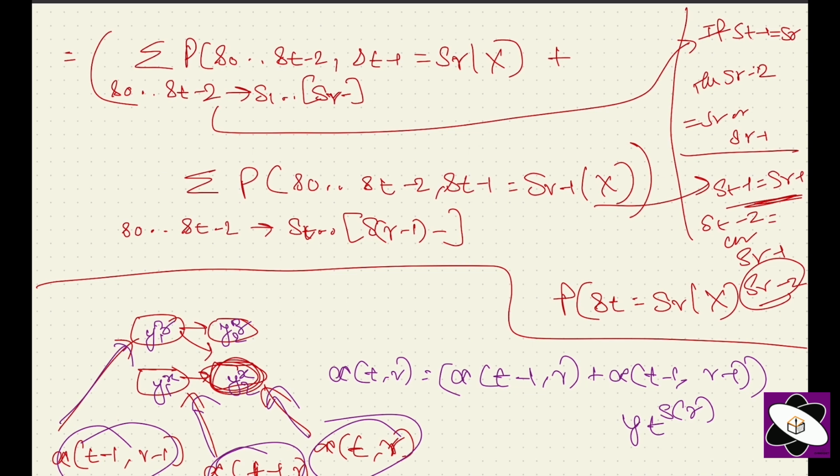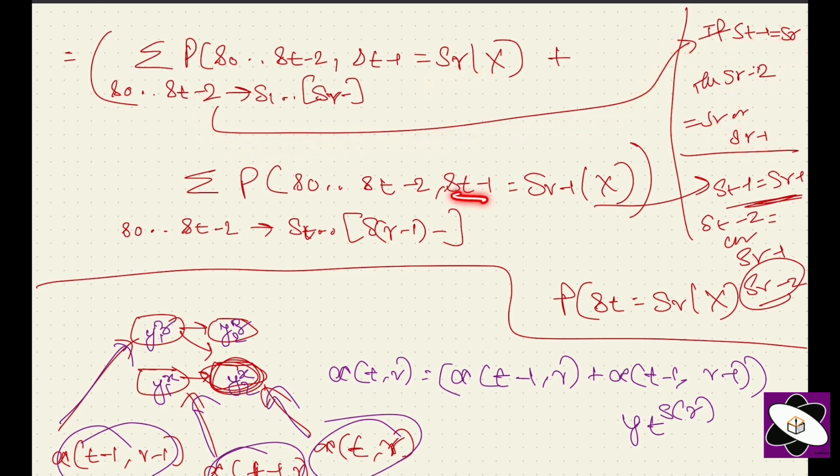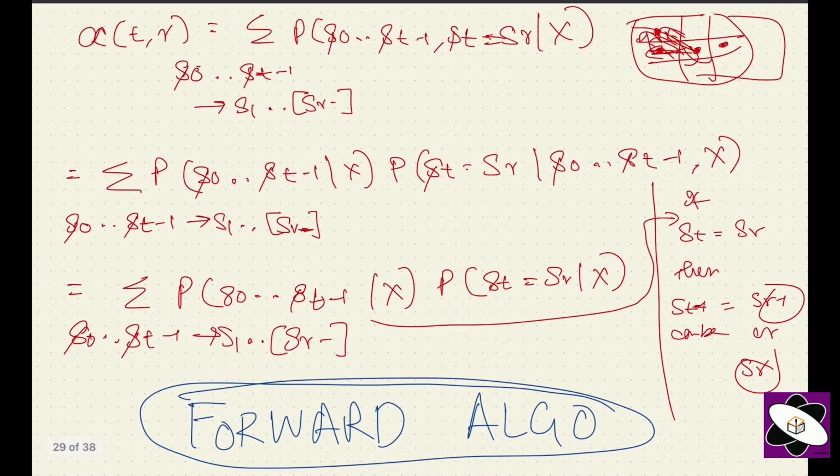Then we have to now see for st minus 2. For st minus 2 it can be sr. If st minus 1 is sr, then st minus 2 can be sr or sr minus 1. And here, as you can see, st minus 1 is sr minus 1, then st minus 2 can be sr minus 1 or sr minus 2. And we have to multiply this whole term, the probability of st equal to sr, because that is fixed. We started from that only.